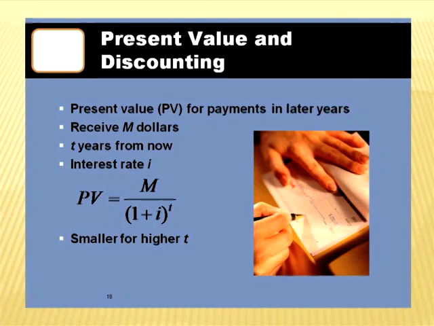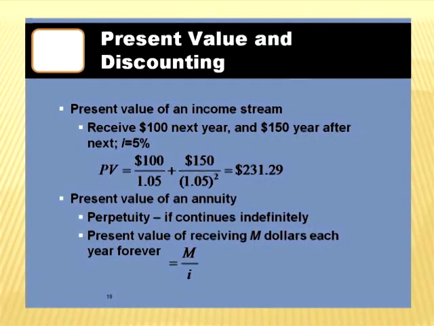And that formula is the present value is equal to the amount M of dollars divided by 1 plus the interest rate raised to the T power, where M is the amount that you're going to receive in the future, T is the number of years in the future, and the interest rate is equal to I. Again, remember the larger T is, that is, the further it is in the future, the smaller the present value is going to be. It's also the case that the larger the interest rate is, the larger I is, the smaller the present value is going to be.